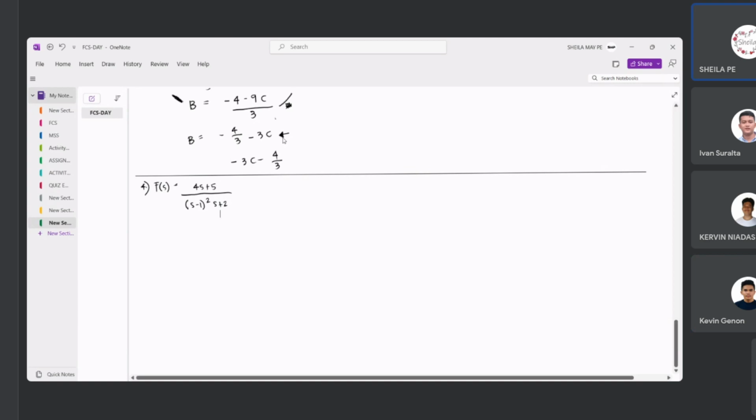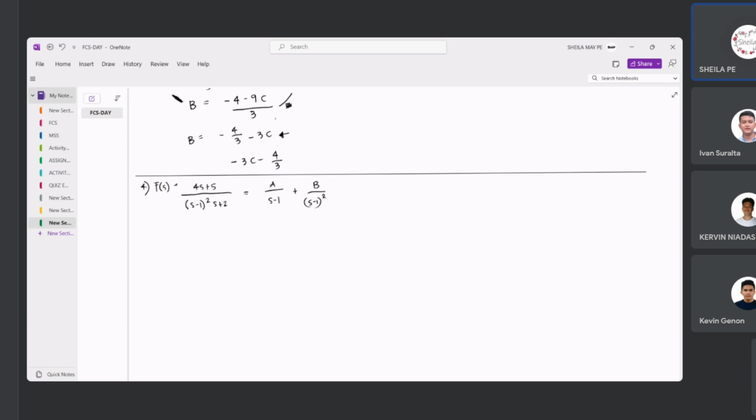If you're given this type of function, class, you have three roots. Why three? In the word repetitive, we have one term that is repeated. So basically, you will have a over s minus 1 plus b over s minus 1 squared.